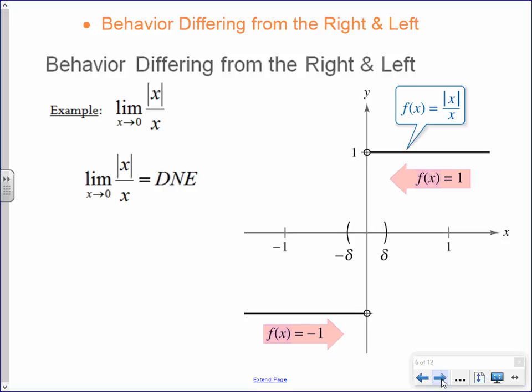Every single one of you needs to draw this graph up here. Don't worry about like these little symbols right here. But absolute value of x over x, this is a graph that you need to know what it looks like. So everyone needs to draw it. And understand that the limit does not exist as x approaches 0.